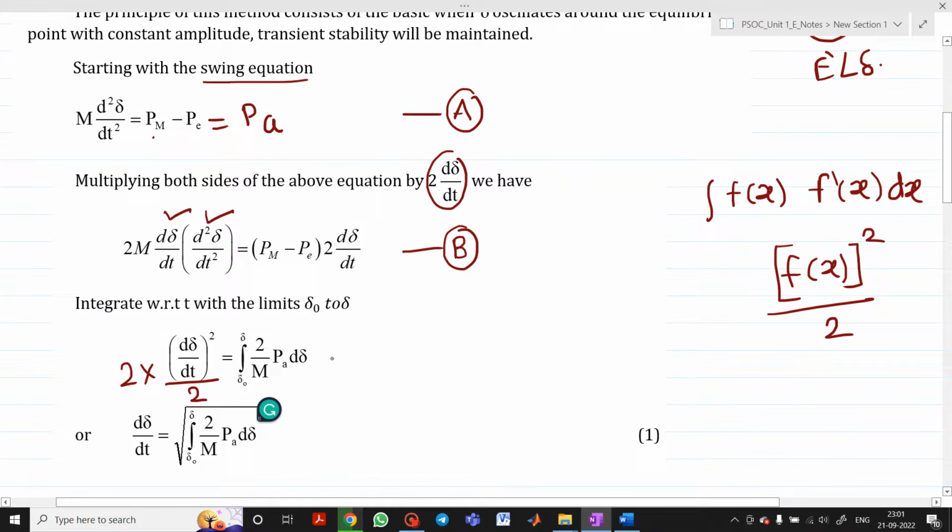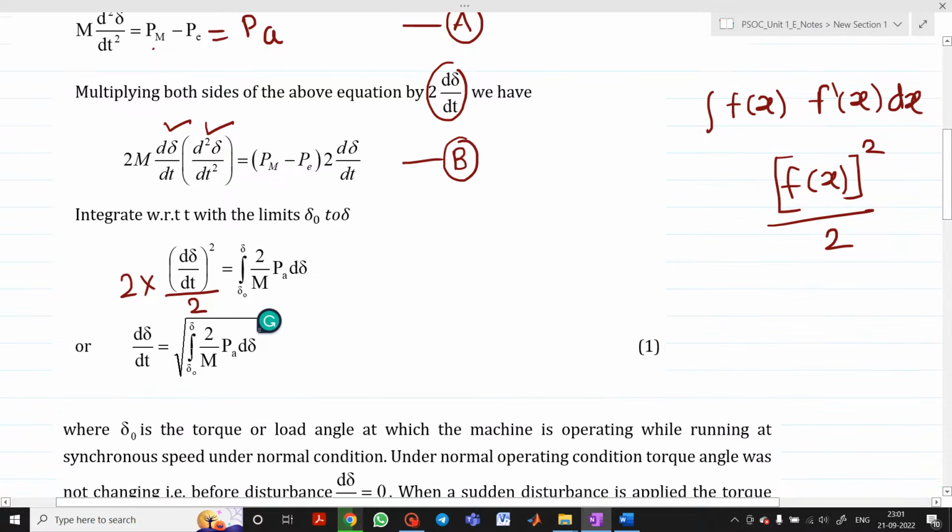So how can I write this expression? I will write it like this. d delta by dt will be equal to what? This 2 will get cancelled. d delta by dt equals the square root of the integration from delta 0 to delta of 2 by M Pa into d delta. Now we know that for a system to be stable, what should be there? d delta upon dt should be equal to 0. So if I put it here, d delta by dt will be equal to 0.